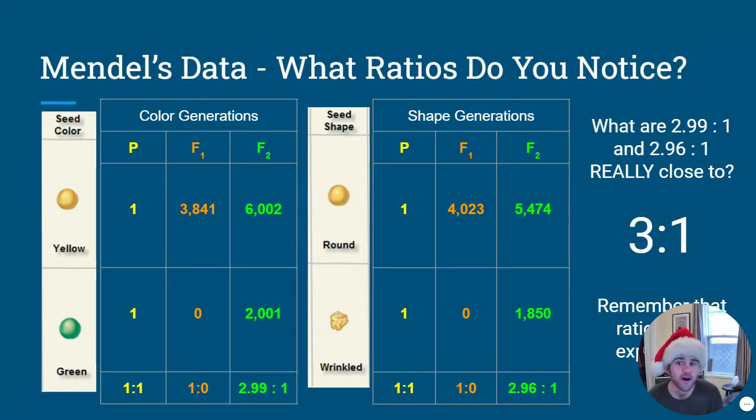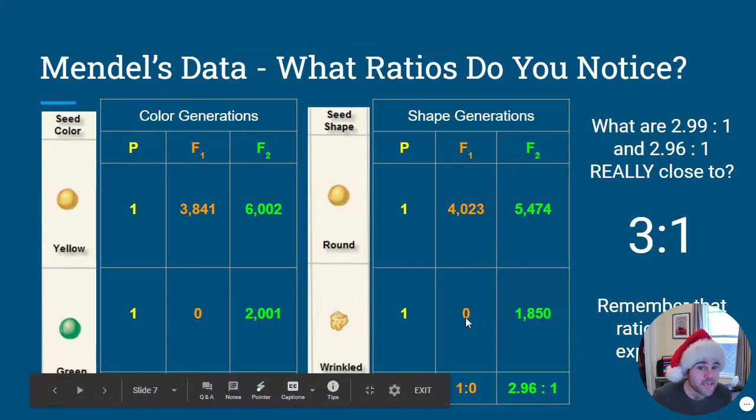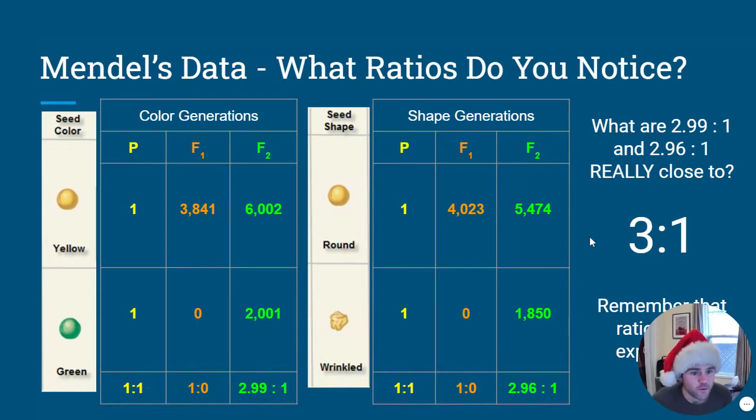Three of these offspring have one trait and one has the different trait. And that different trait is always the one that disappeared in that F1 generation. So these ratios are going to be really important as we start to look at genetics.